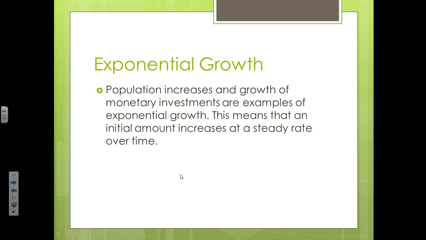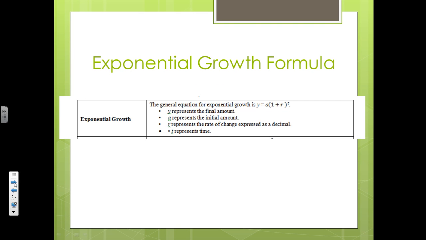This just means that an initial amount increases at a steady rate over time. So the exponential growth formula, the general formula for this, is y equals a times 1 plus r to the t power. Y represents the final amount, a represents the initial amount, the starting point, r represents the rate of change, and it's very important that it's expressed as a decimal in your formula. And then t represents the time.